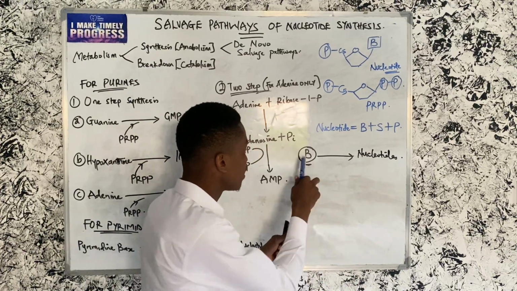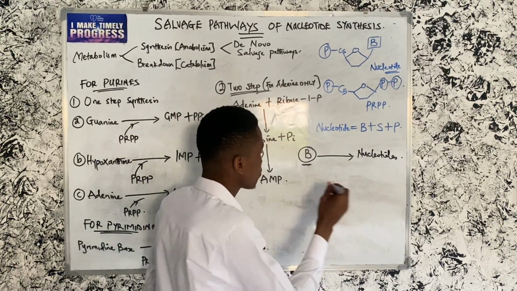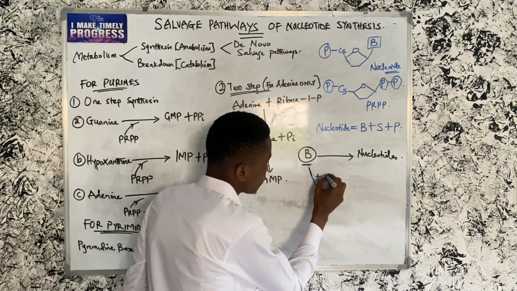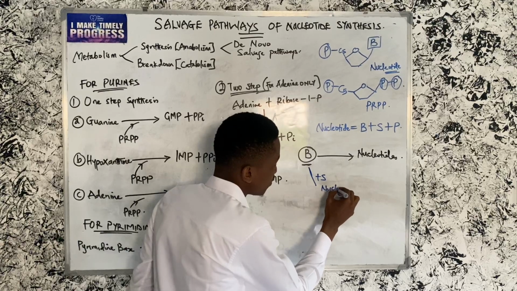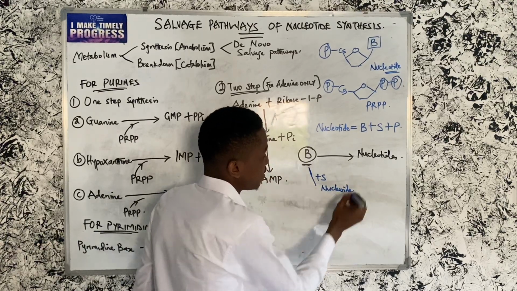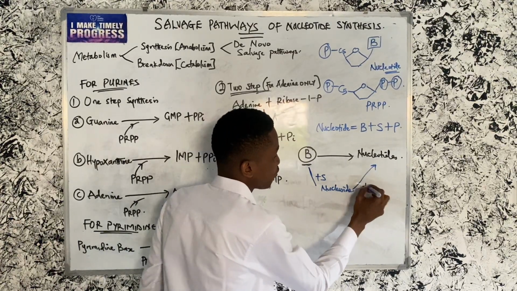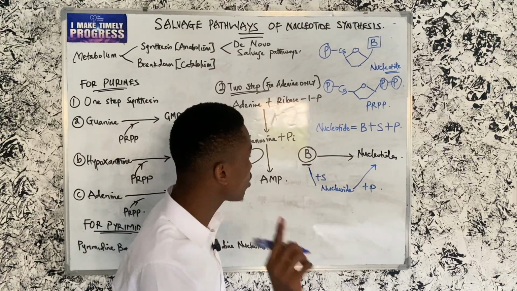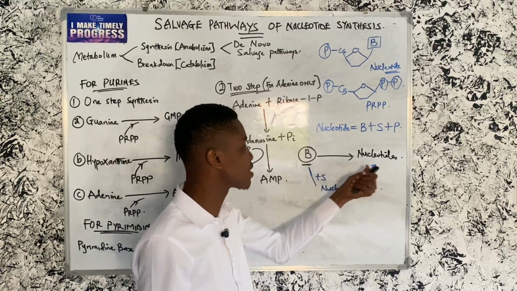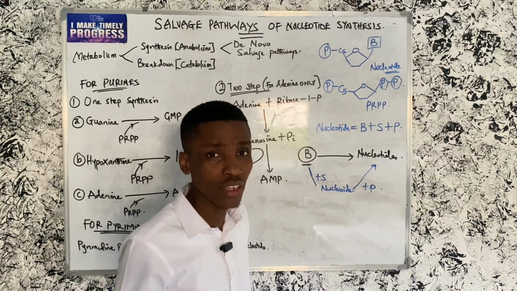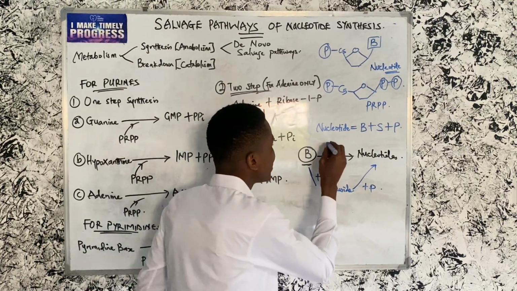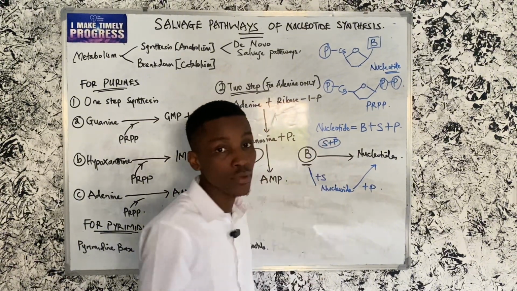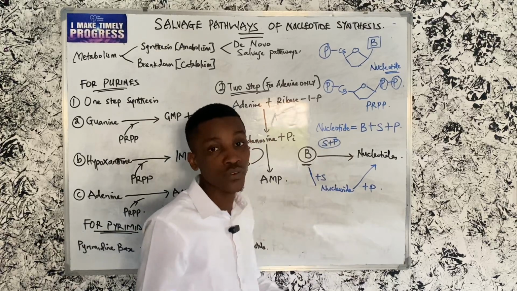So how do I move from base here? The first one is that I can do base plus sugar. I form nucleoside. Then from here, I add phosphates and form nucleotide. That's 2 steps. But there's a 1-step process where directly from base, I can form a nucleotide. What do you think I'll be adding? I'll be adding a sugar phosphate at the same time. So a sugar that already has a phosphate at the same time.